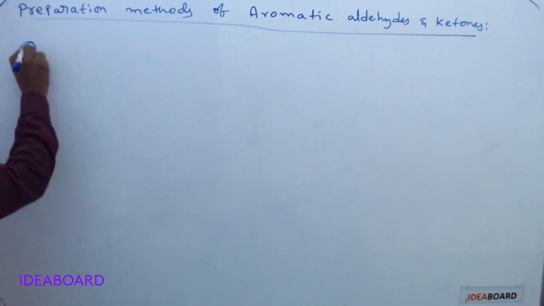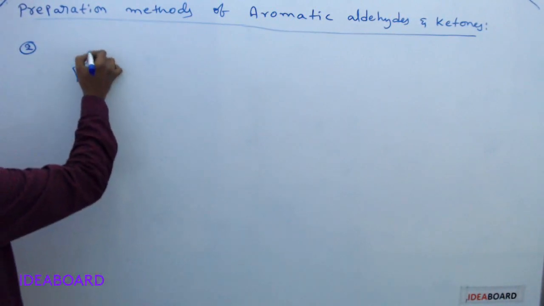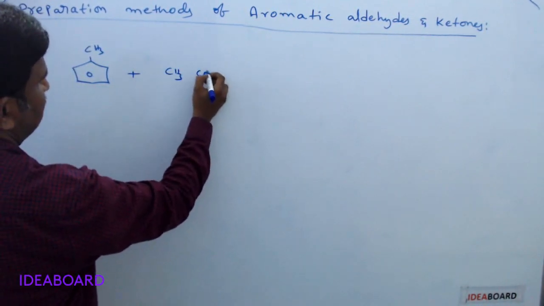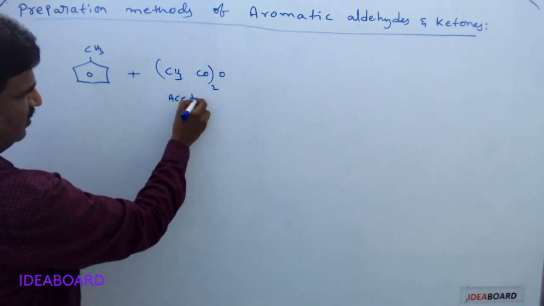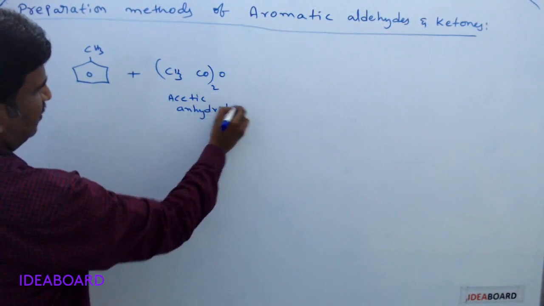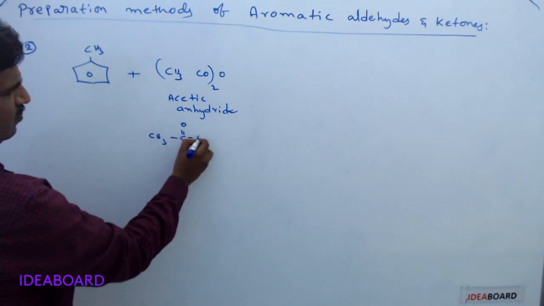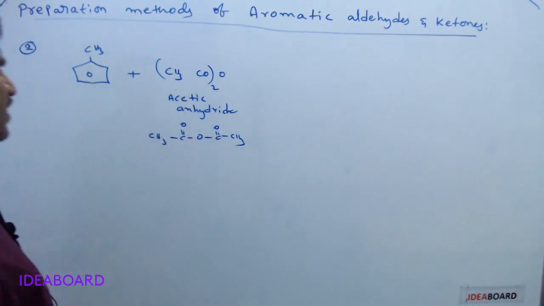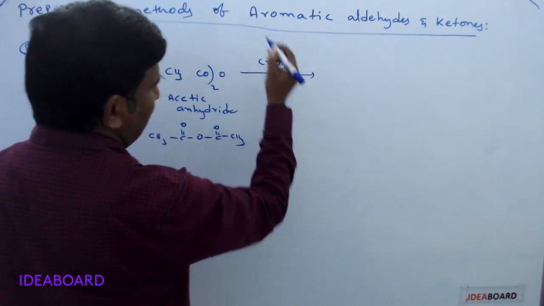Next one is the second method: reaction with acetic anhydride. This is methyl benzene reacting with CH3CO taken twice O. This is called acetic anhydride. Acetic anhydride means CH3CO O CO CH3. It is reacting with methyl benzene in the presence of chromium trioxide.